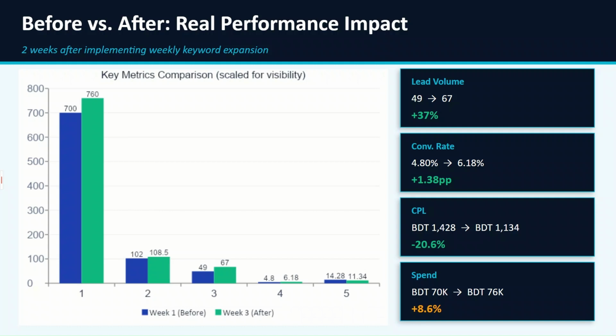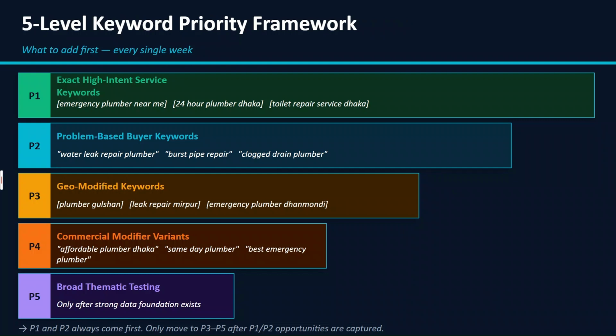So remember, these results come from adding the right keywords, not all keywords. Quality beats quantity every single time. Okay, so when you sit down for your weekly optimization, in what order do you add new keywords? Here is my priority framework. Priority 1, exact high-intent service keywords, things like plumber near me, 24-hour plumber. These are people who are ready to pick up the phone right now. So always start there.